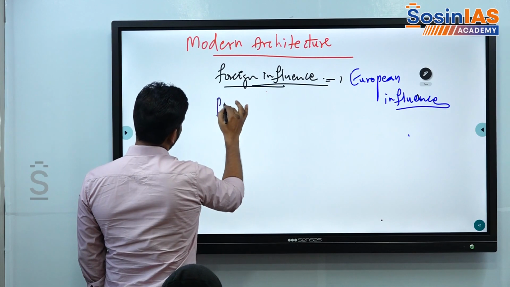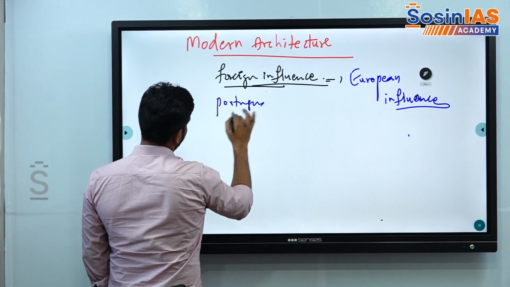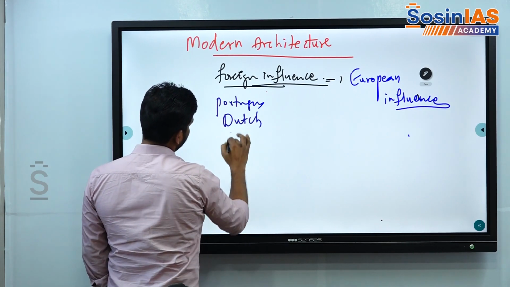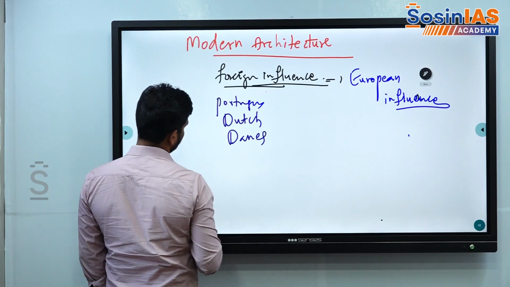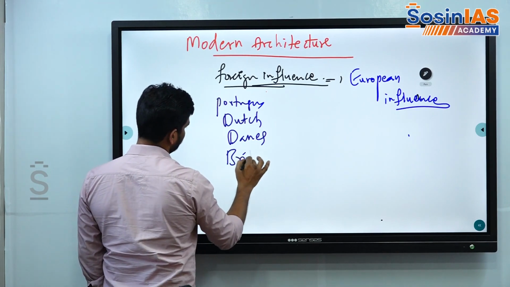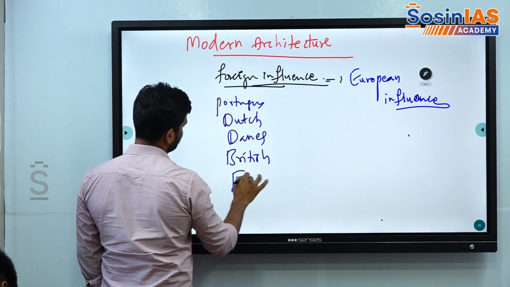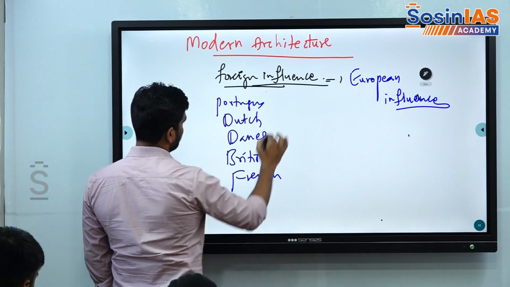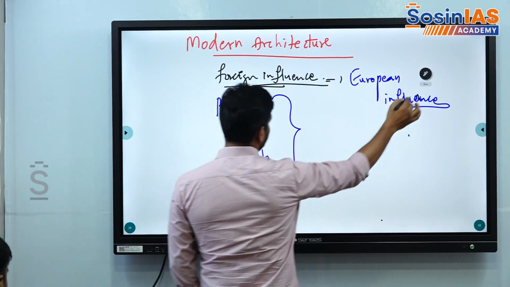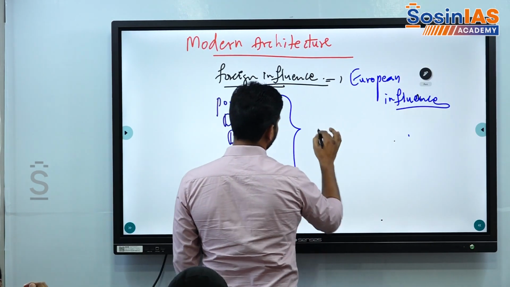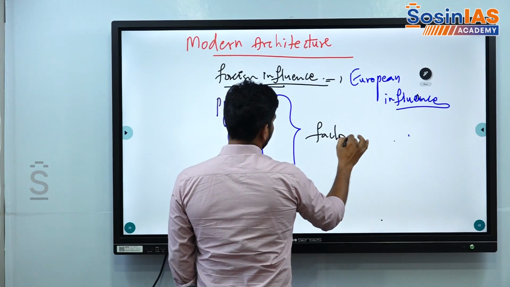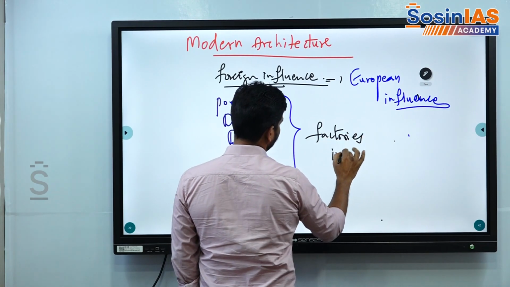You see the Portuguese, Dutch, Danes, next British, and of course the French. The common thing is that all they constructed were factories. Factories initially.